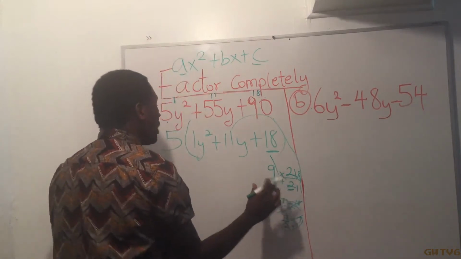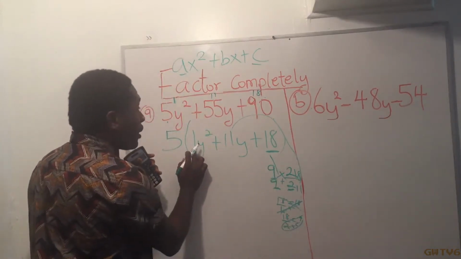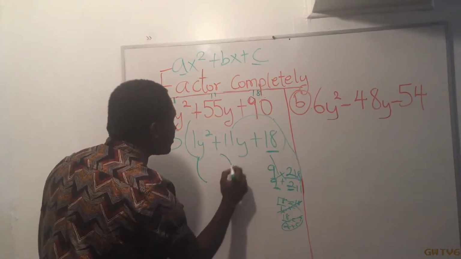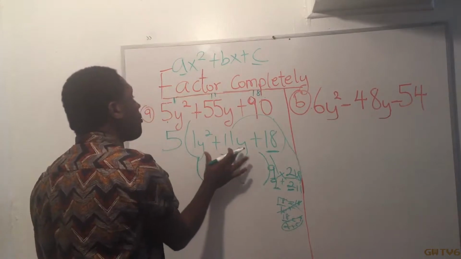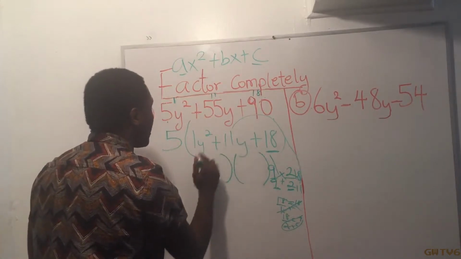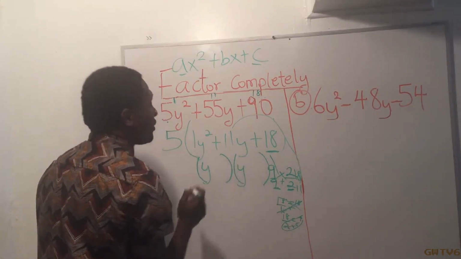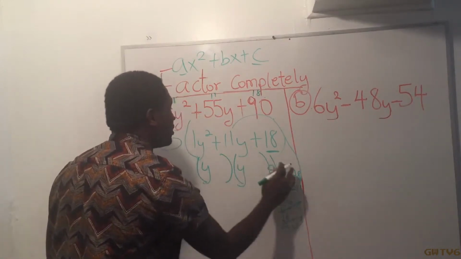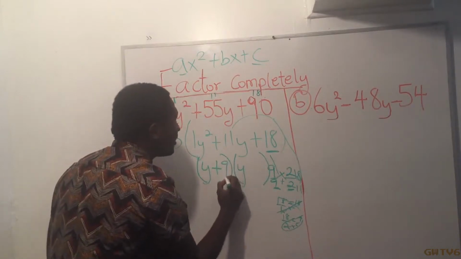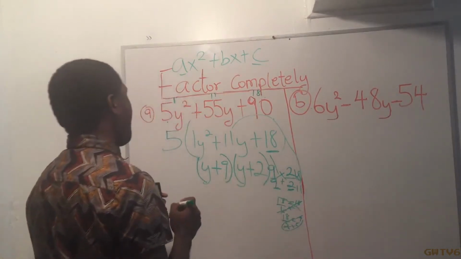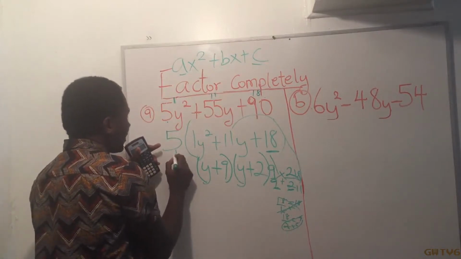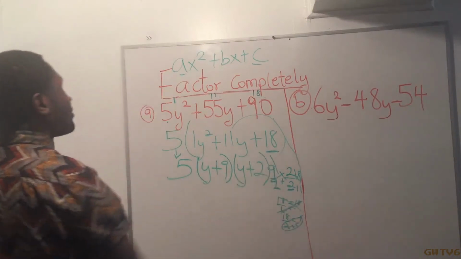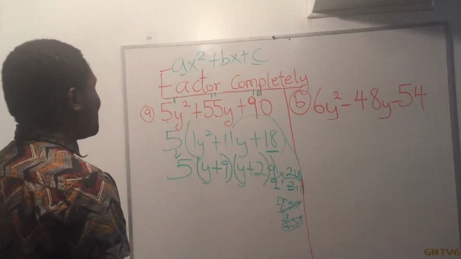And once I get the two numbers, because the leading coefficient is 1 for this right here, all I'm going to be doing is just having my two parentheses. And the variable that I'm using right here is a y. So I put my y and a y right there. The two numbers that I got are positive 9 and positive 2. And I don't have to forget to drop this 5 down right here. And that would just be my answer. That wasn't too bad.